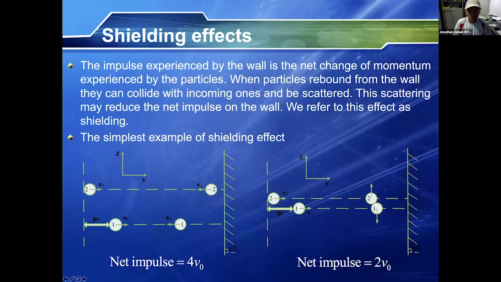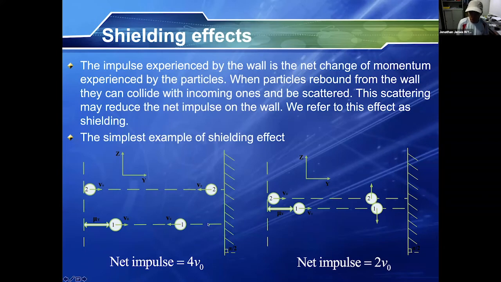So let me give the simplest example of shielding. I'm going to take the angle of the wall to be 90 degrees. And I'm going to show two possible things that can happen. Okay, so let's look at the first one. The first one is no shielding. Particle one comes in, hits the wall, and rebounds.